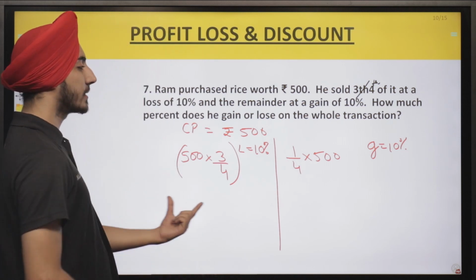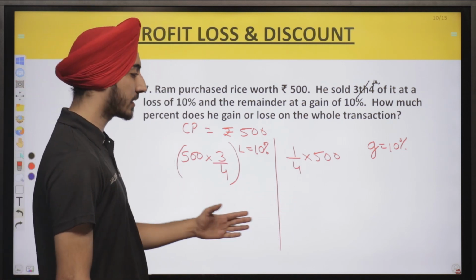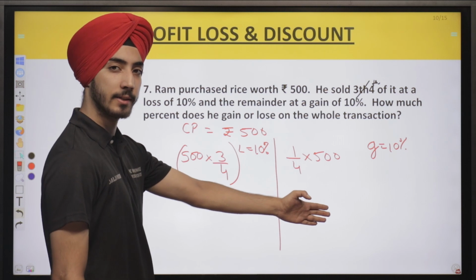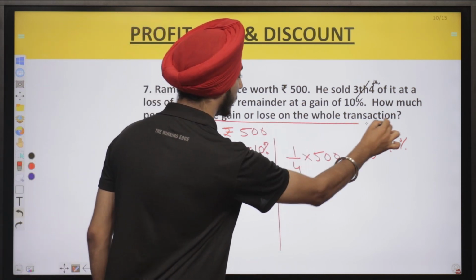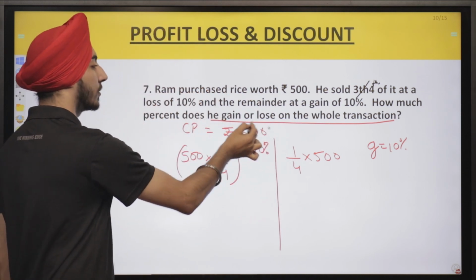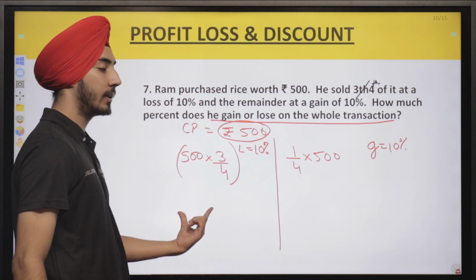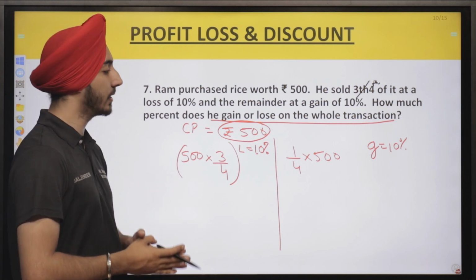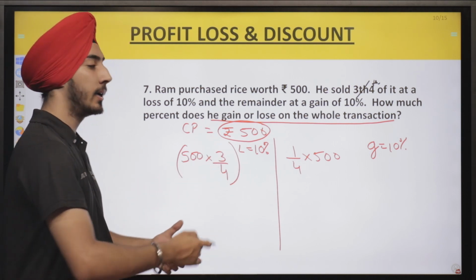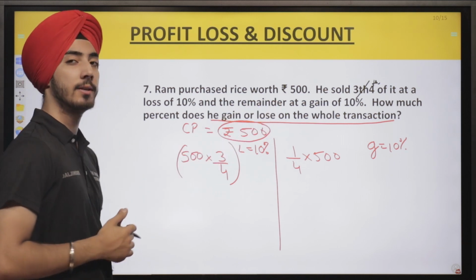Now we need to find out their selling price individually. ठीक है, इसका selling price निकालेंगे, इसका भी selling price निकालेंगे. Then we have to find out the total gain or loss on the whole transaction. See, we know the total cost price and then we can find out individual selling price and add them up. दोनों की selling price को add कर देंगे, we'll get the total selling price also. Then we can find total profit or total loss.